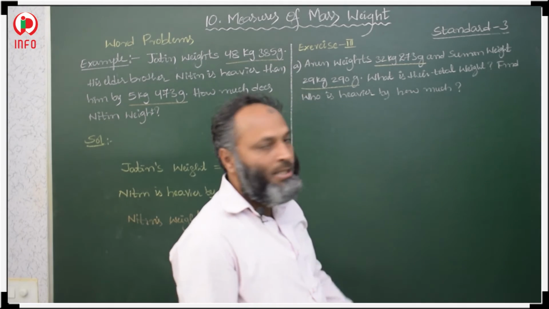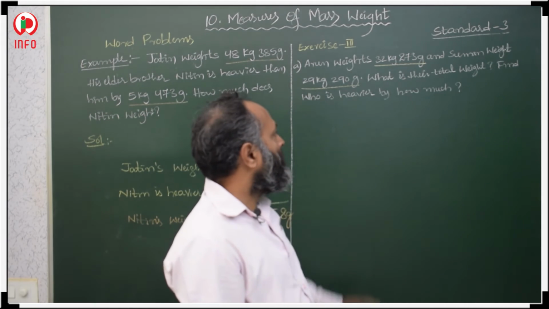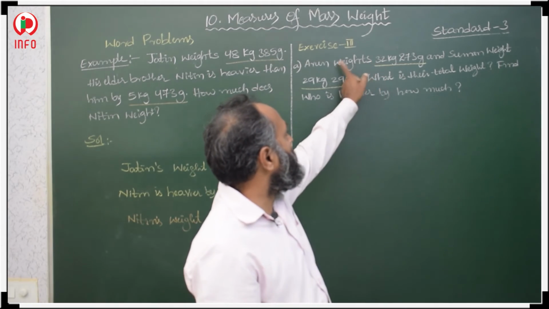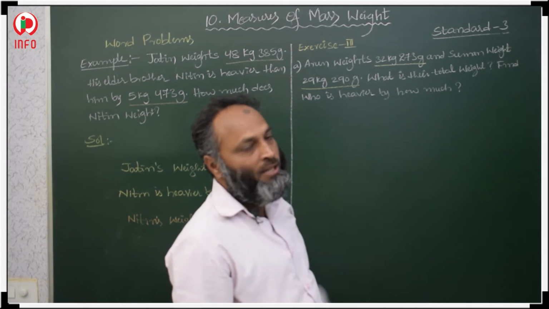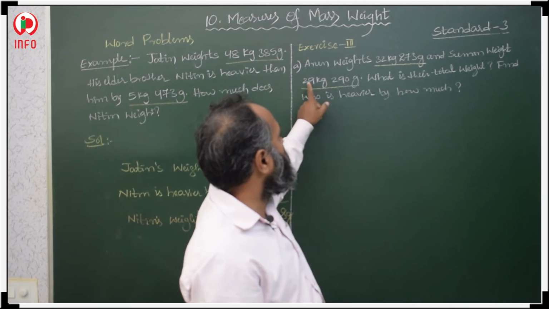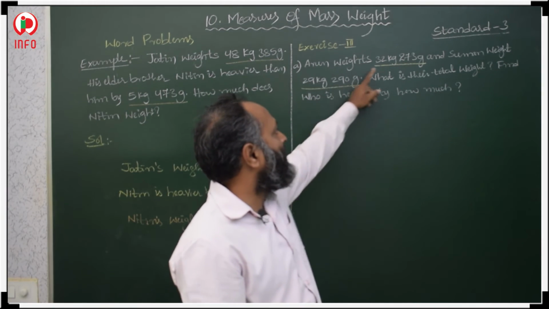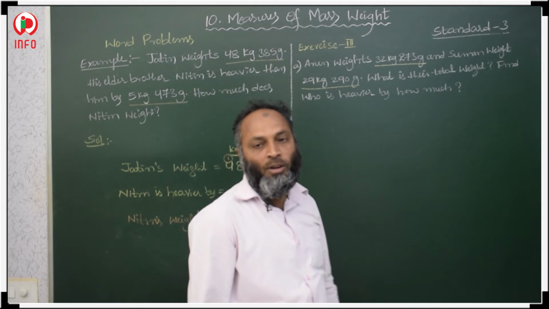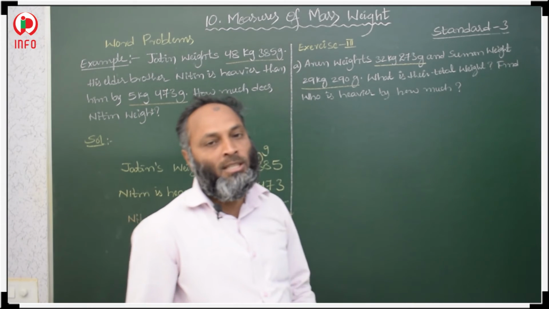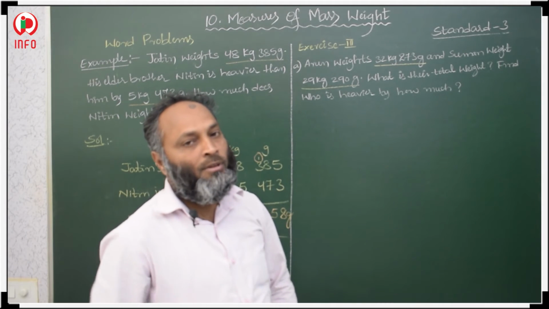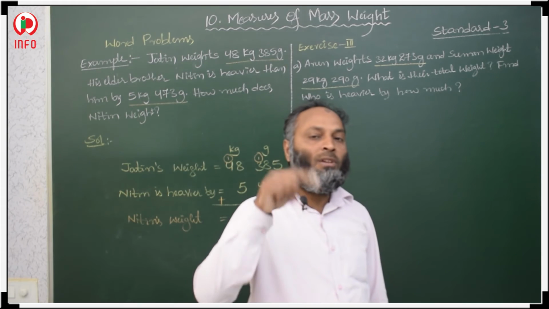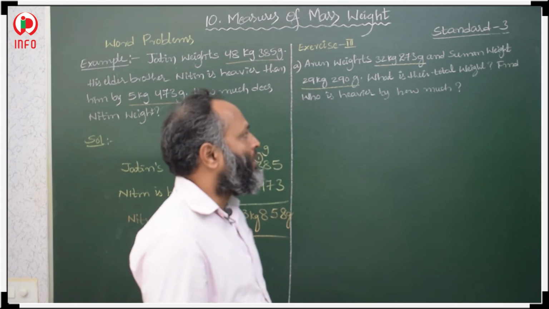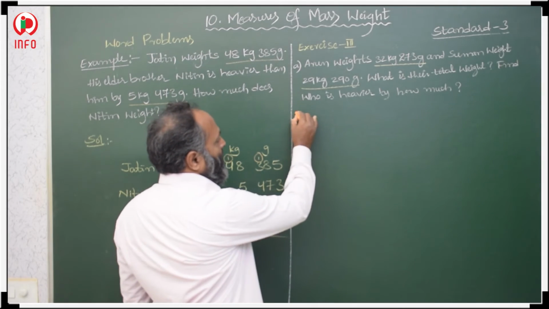Then after that, in the second question, what he is asking: find who is heavier. This is Arun's weight, 32 kgs 273, and Suman's weight is 29 kgs. 32 and 29, 32 is more. It means Arun is heavier. Then how much? How much means we have to subtract. So two sums, one addition and the other one subtraction. First addition, total weight. For total weight, we have to add.